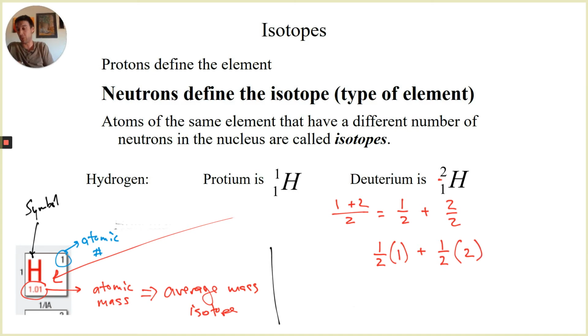Well, what did that 1 represent? That 1 represented the mass number for protium. What did the 2 represent? Well, that 2 represented the mass number for deuterium. Well, then what do those 1/2 represent? Well, those 1/2 actually represent 50%. 50%. Let's walk through that real quickly.